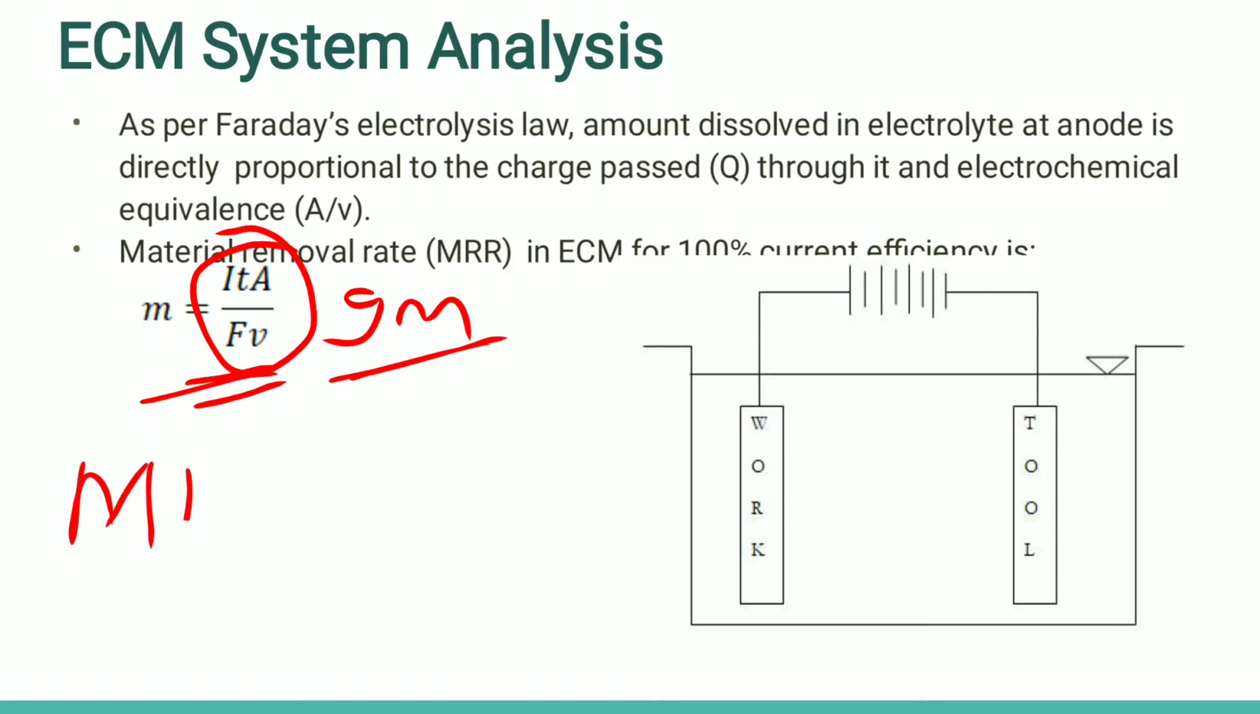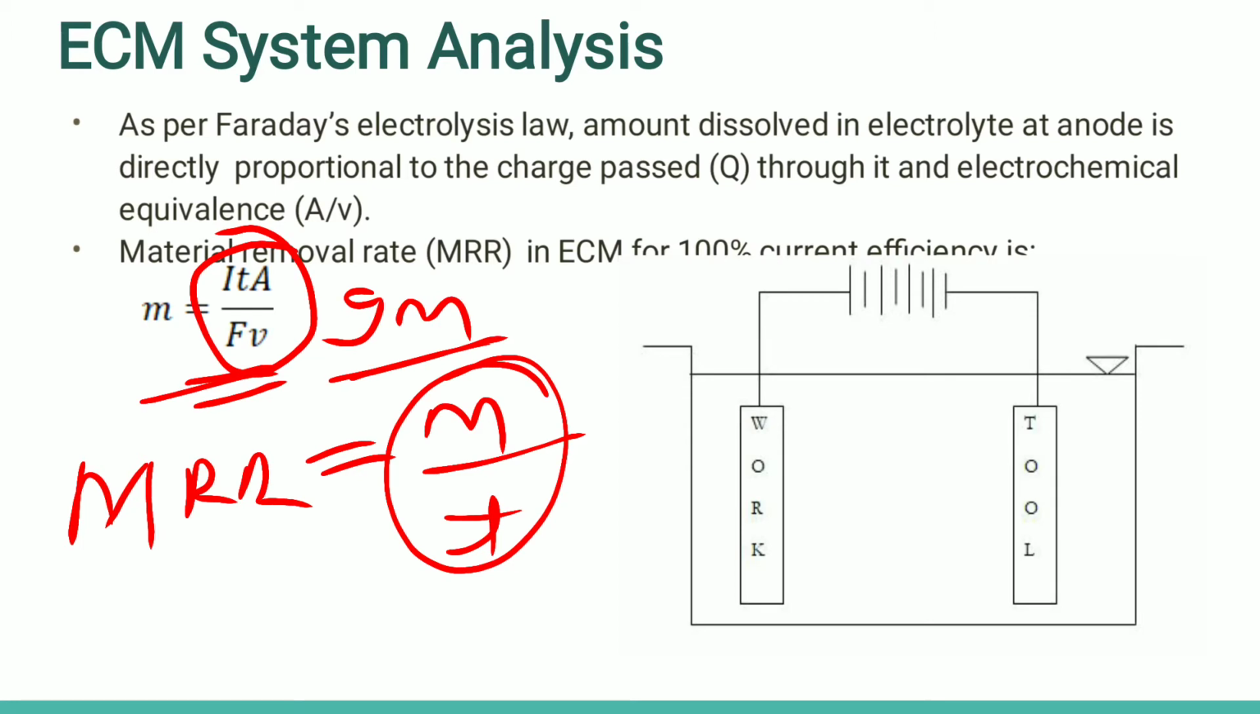So the material removal rate will be equal to mass upon the time in which this material is removed. As I told you, we are making it for 100% current efficiency. So how much mass is released when we are continuously supplying the current, for however much supplying time? Within that time, how much material is removed, that is basically the MRR.